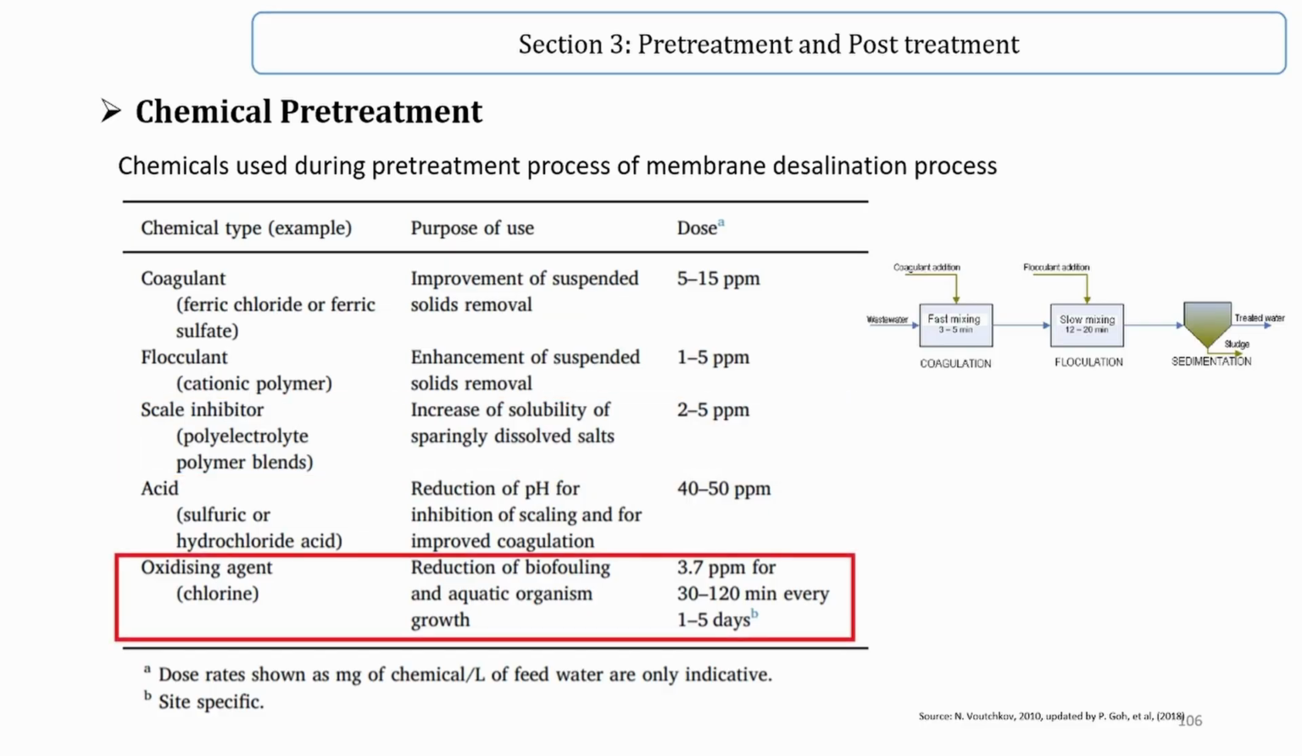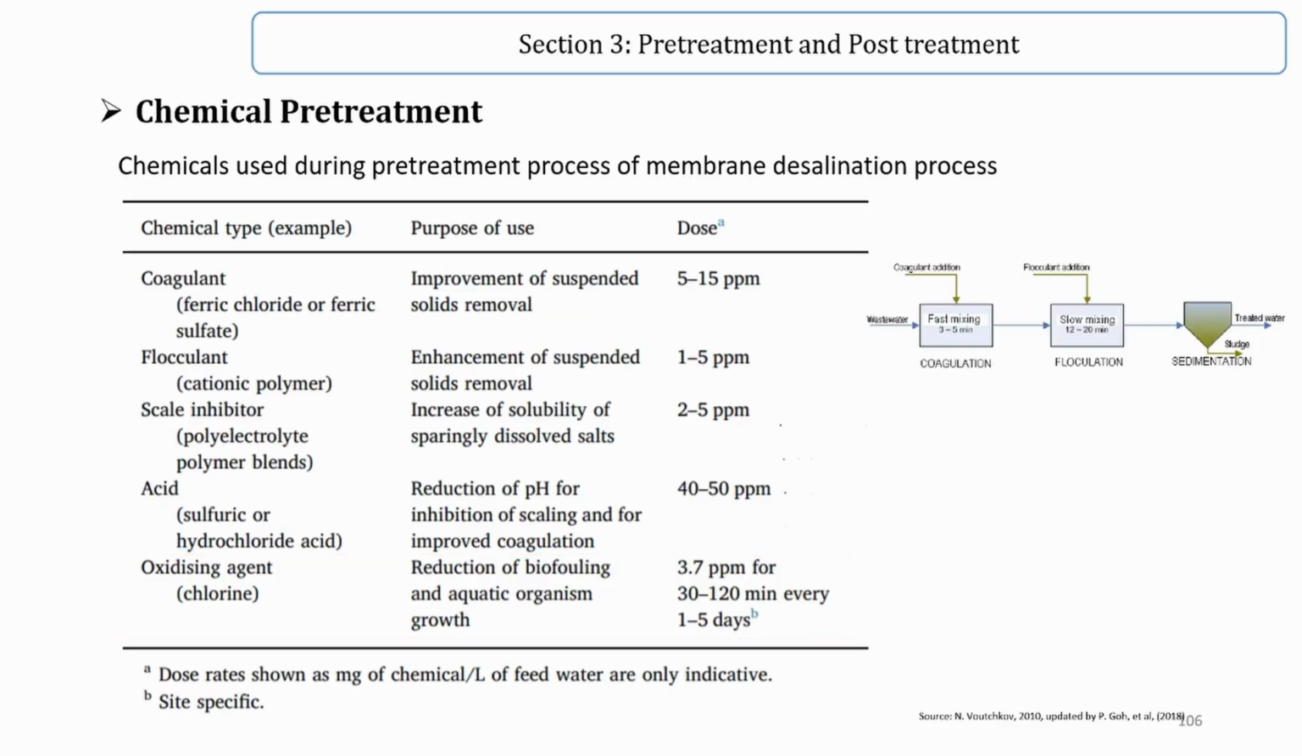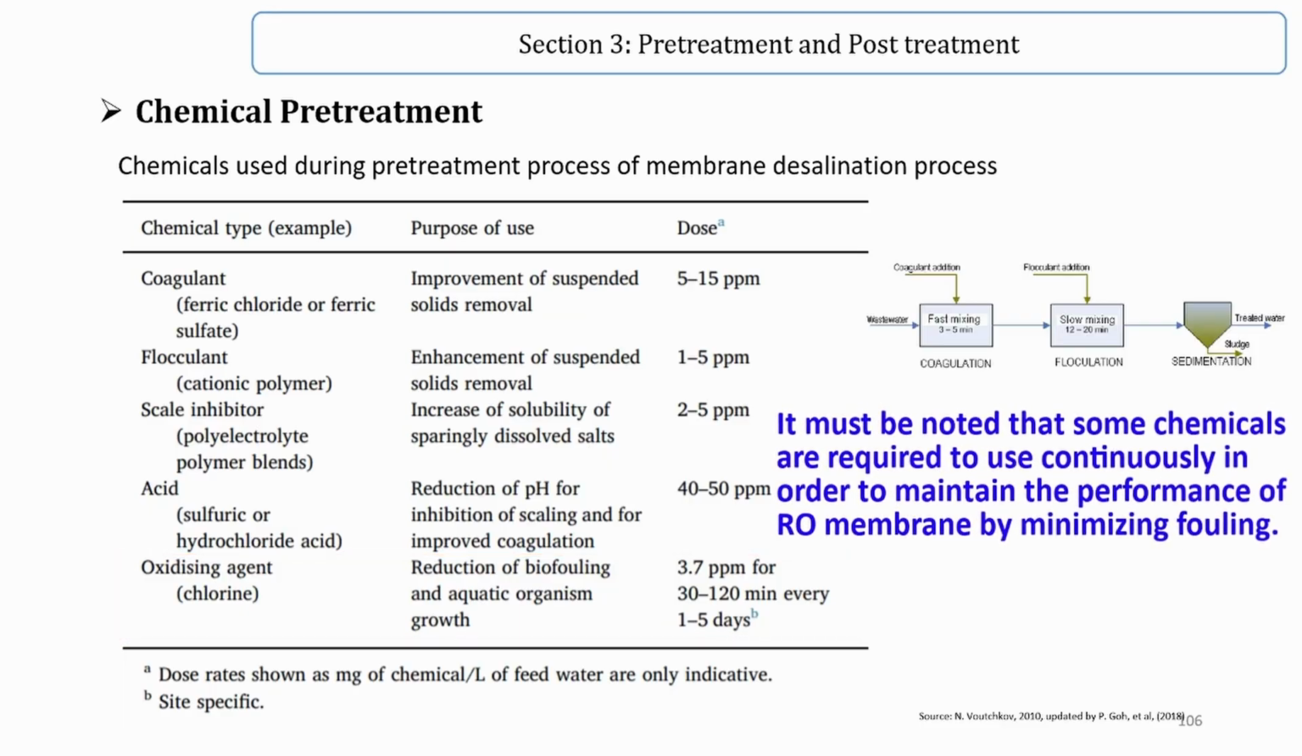Oxidizing agents such as chlorine are used to eliminate the growth of aquatic organisms, aiming to reduce biofouling on the membrane surface. It must be noted that some chemicals are required to be used continuously in order to maintain the performance of the reverse osmosis membrane by minimizing fouling.